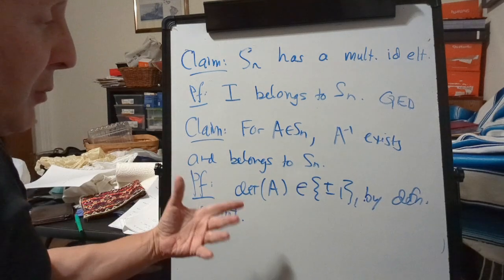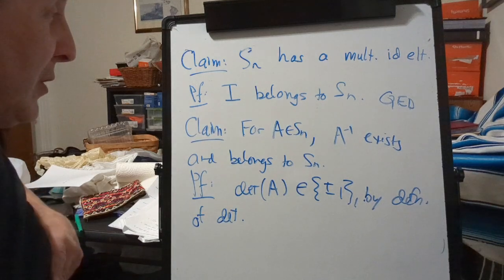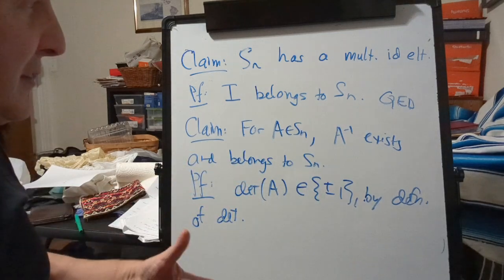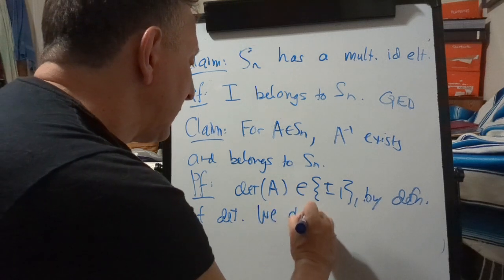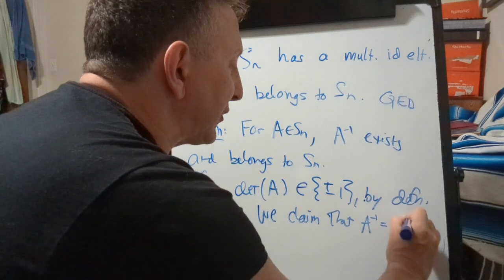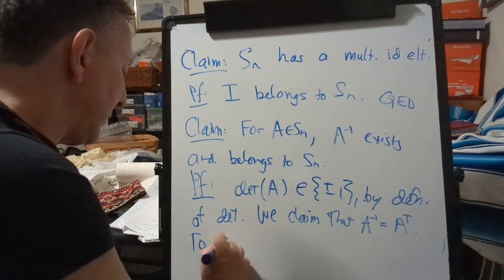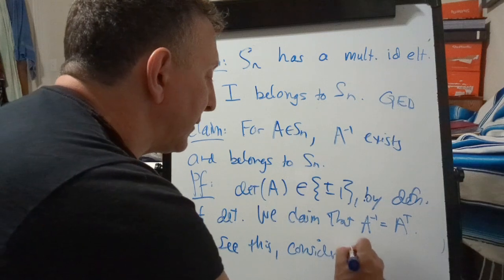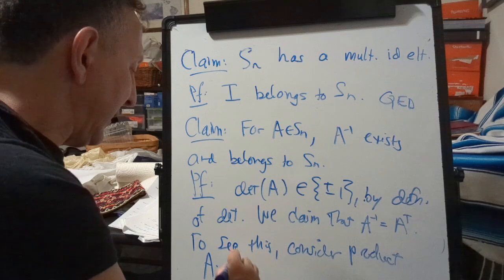All right, so it's invertible, but is its inverse in Sn, or is it just some other matrix outside of Sn? Well, it's in Sn. In fact, the inverse of a permutation matrix A is the transpose. So we claim that A inverse is just A transpose. So to see this, let's consider the product A times A transpose.